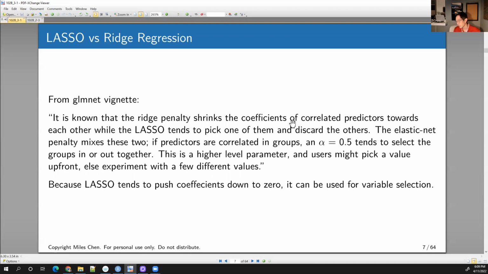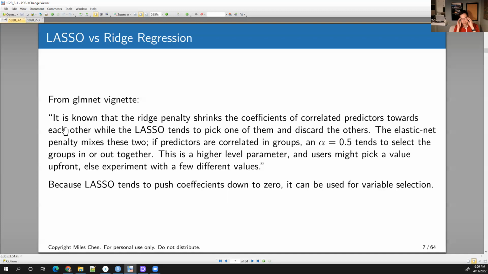This is what the documentation for GLMNet says on the topic: it is known that the ridge penalty shrinks the coefficients of correlated predictors towards each other, while the LASSO tends to pick one of them and discard the others. The ElasticNet penalty mixes the two. If predictors are correlated in groups, an alpha equal to 0.5 tends to select the groups in or out together. This is a higher level parameter, and users might pick a value up front, or else experiment with a few different values.